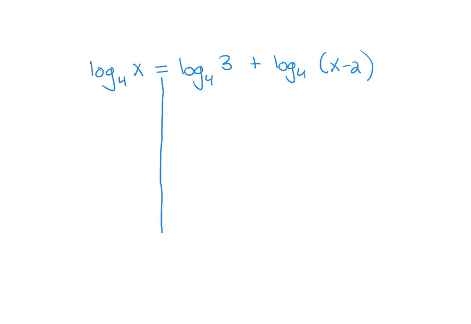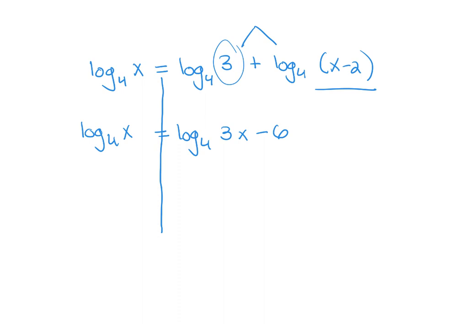Example 2. Log base 4 of x equals log base 4 of 3 plus log base 4 of x minus 2. Okay, so this one looks a little bit more complicated, but product of logarithms, we can combine that into one logarithm. So log base 4 of x equals log base 4 of, we're going to do 3 times x minus 2. So I'm going to go ahead and just distribute that right away. So 3x minus 6.